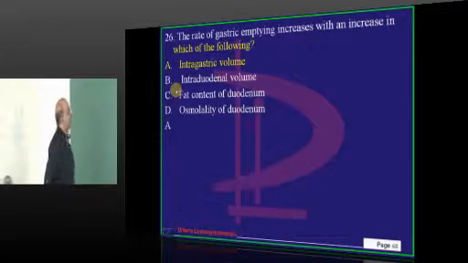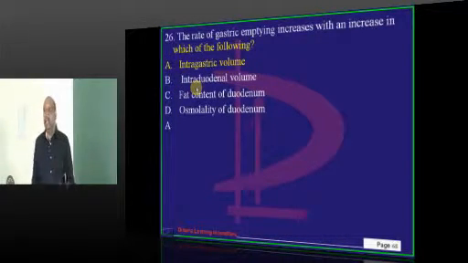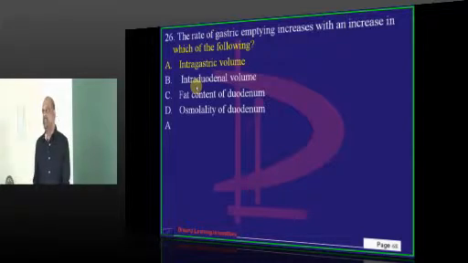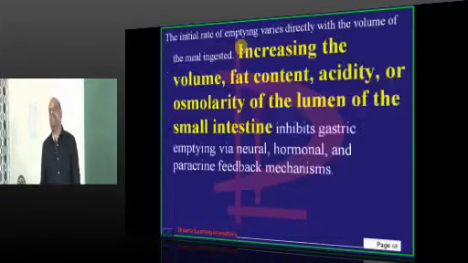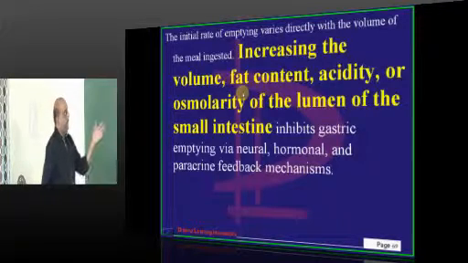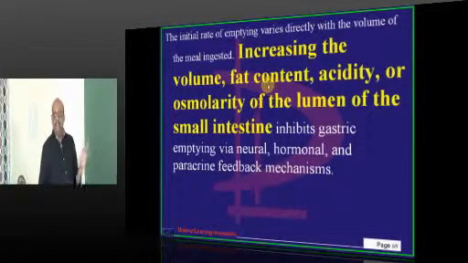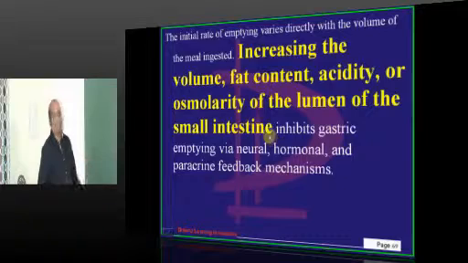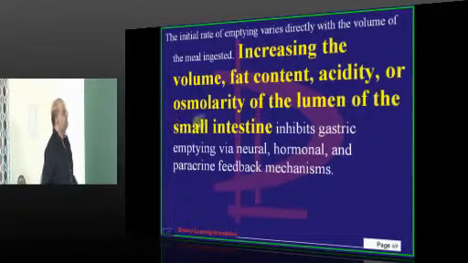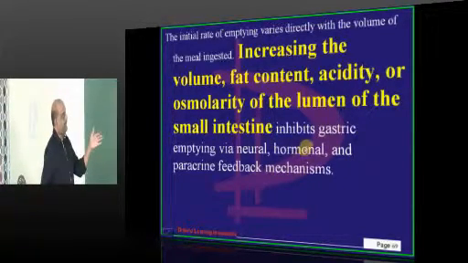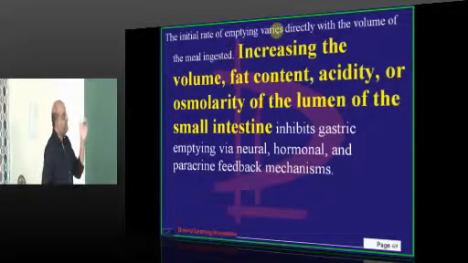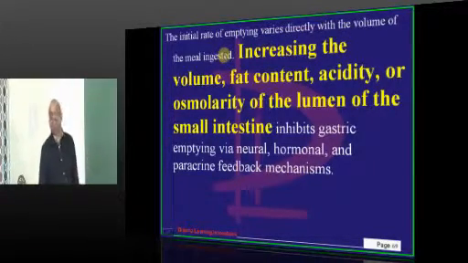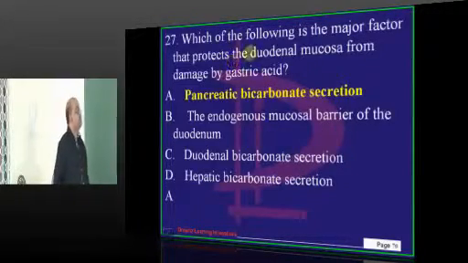Now coming to the next question, intragastric volume. Intragastric volume is the one which increases gastric emptying. You must know fat content, acidity, and osmolarity of the lumen of the small intestine are all the ones which act to inhibit gastric emptying, and the initial rate of emptying depends on the volume of the meal being ingested.